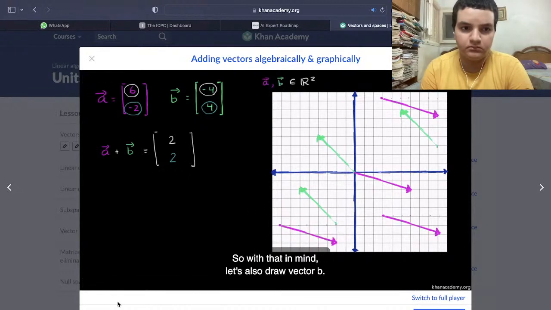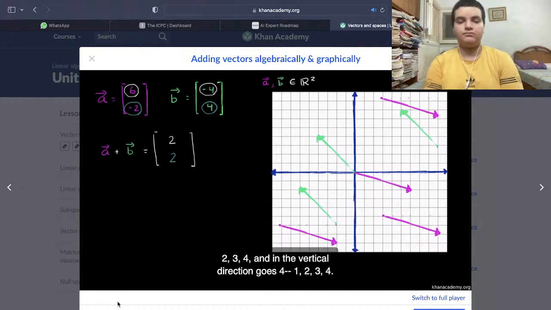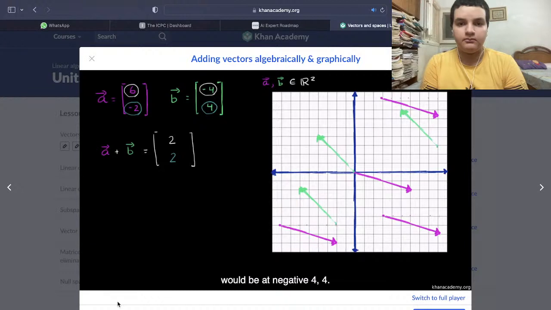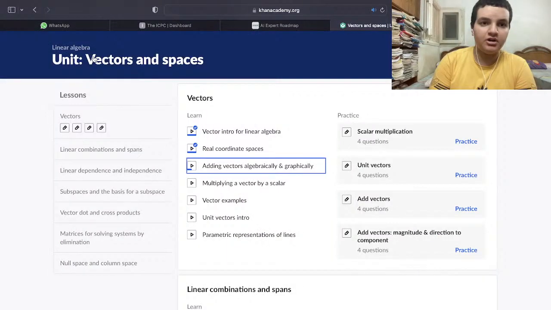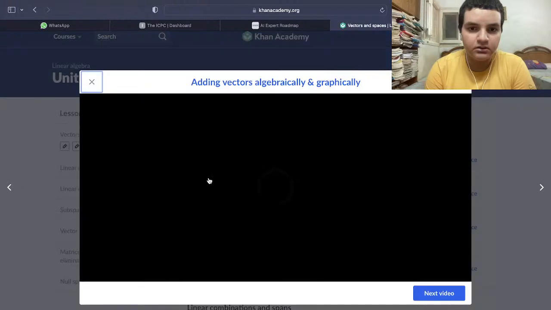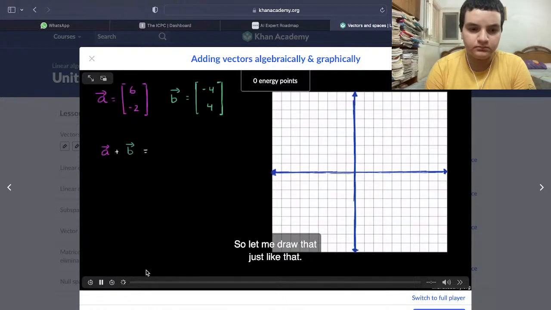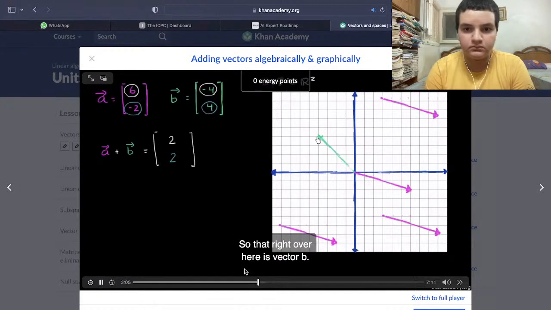So with that in mind, let's also draw vector B. Vector B in the horizontal direction goes negative 4, 1, 2, 3, 4. And in the vertical direction goes 4, 1, 2, 3, 4. So if its tail is at the origin, its head would be at negative 4, 4. So let me draw that just like that. So that right over here is vector B.